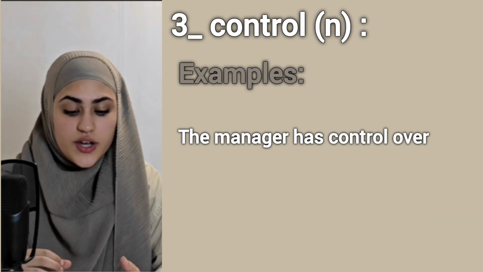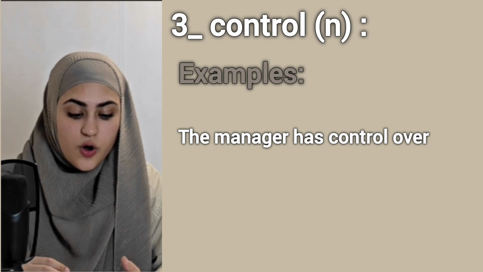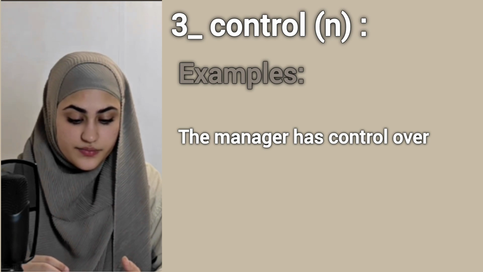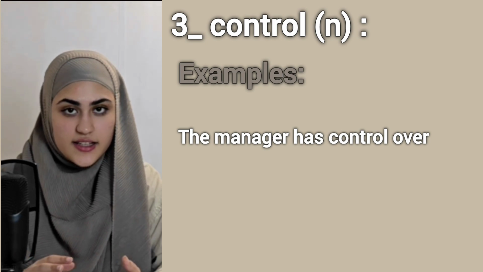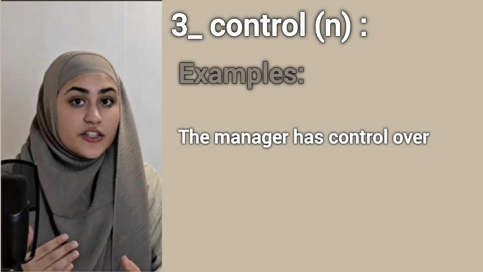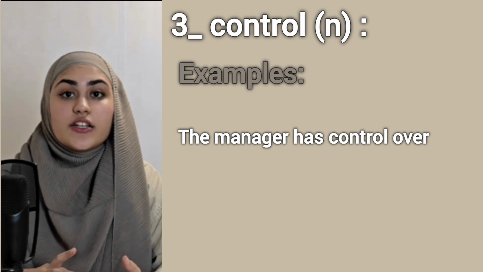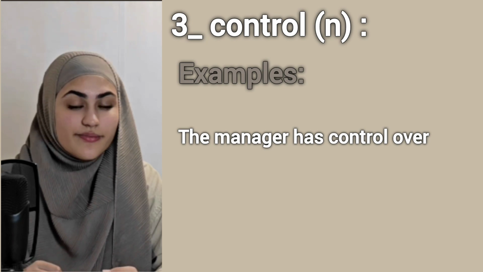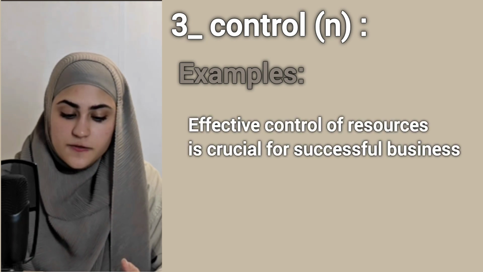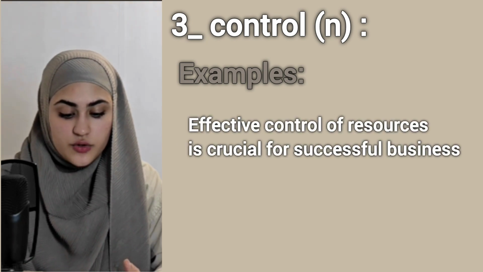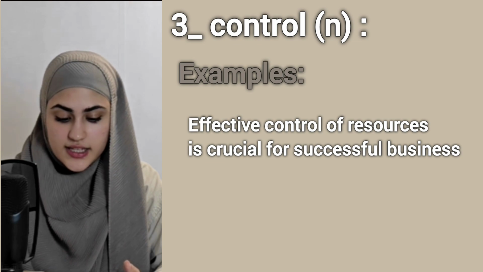Okay, so here it says he has the control over the budget and the project deadlines. Whatever that is, he can control it. He can have control over that, so he can change it into whatever he wants. Effective control of resources is crucial for a successful business.